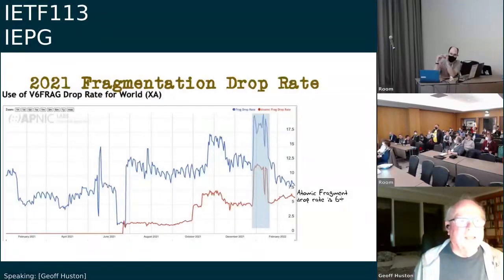This is the atomic header drop rate, which is the null fragment. It's in red. And as you see, there's a component of drop, which is, this is a fragment, I don't like it. And there's a component of drop that says, you put in a fragment header, even though it's not a functional fragment, I don't like it. And the atomic fragment drop rate certainly is high, 6%, but it's lower than the actual substantive fragment drop rate.